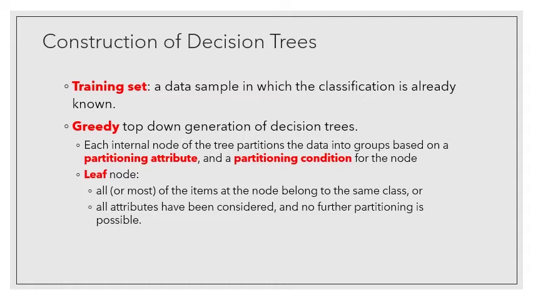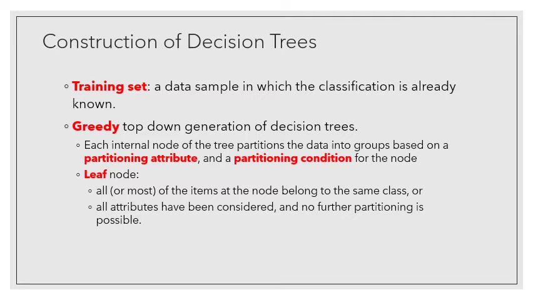Each internal node of the tree partitions the data into groups based on a partitioning attribute and a partitioning condition for the node. The data associated with each child node is the set of training instances that satisfy the partitioning condition for that child node. In our example, the attribute degree is chosen and 4 children, one for each value of degree, are created.